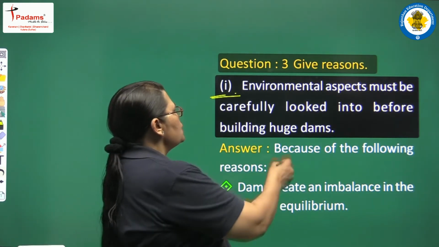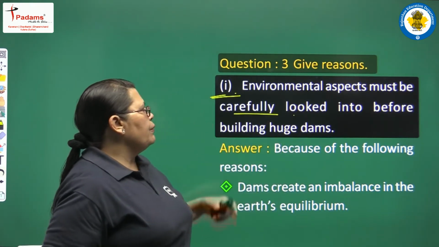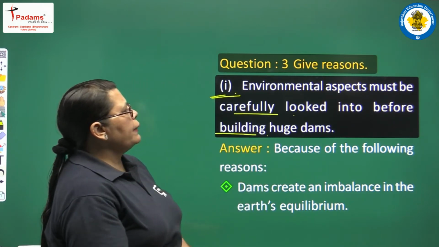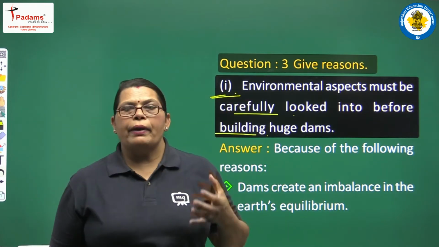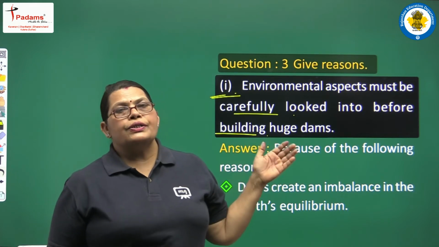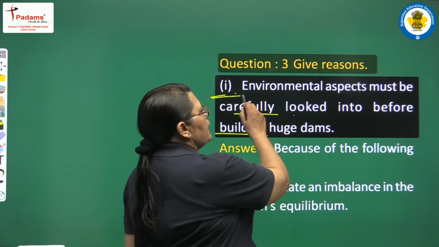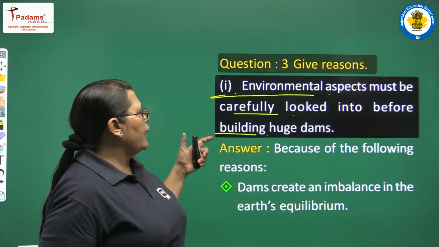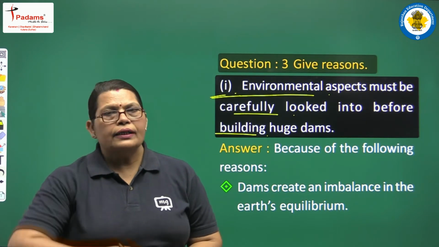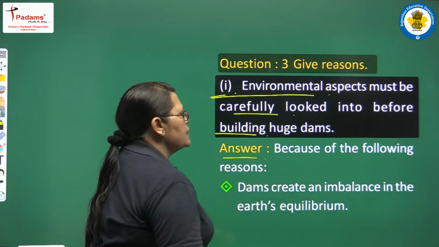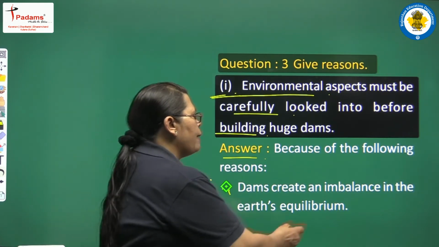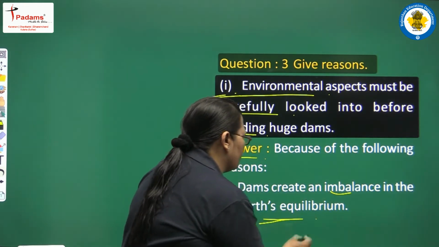Environmental aspects must be carefully looked into before building huge dams. What is the reason behind it? First of all, environmental aspects are a must. The scientist or the engineer first assesses the environmental issues, and after that they build the huge dams. What is the reason behind it? See here, our reasons are here. The first reason is that dams create an imbalance in the earth's equilibrium.